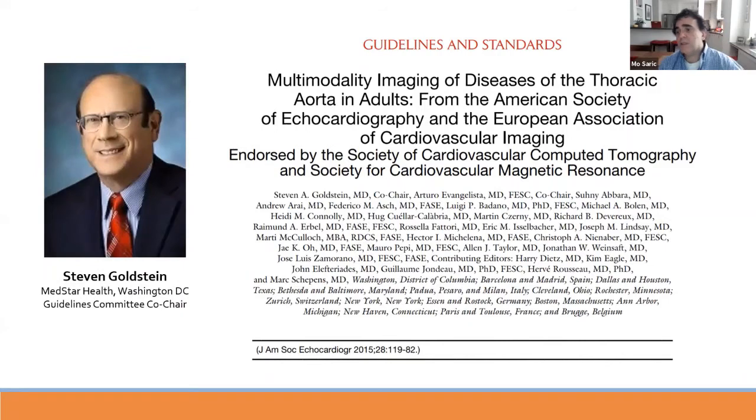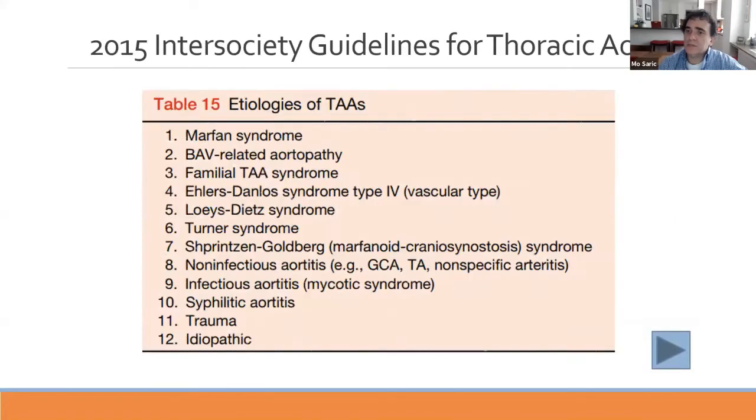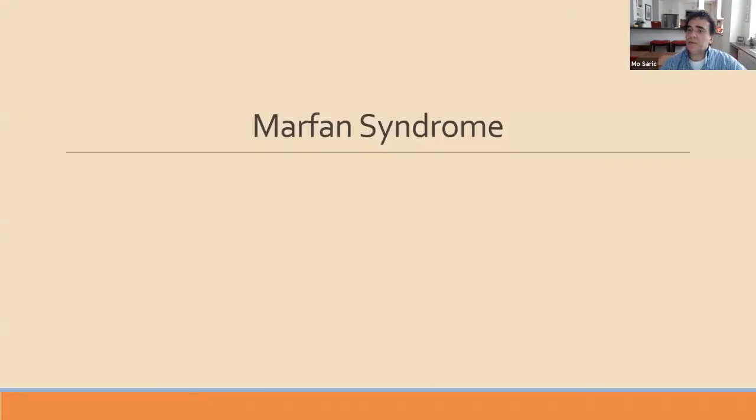This is Steve Goldstein, who chaired these guidelines. These intersocietal guidelines from 2015 show that the etiology of thoracic aortic aneurysms are multiple, and here I will discuss the two most common, which are the Marfan syndrome and bicuspid aortic valve associated aortopathy.